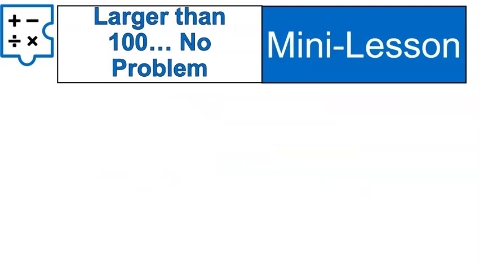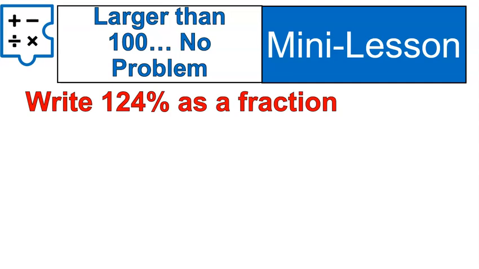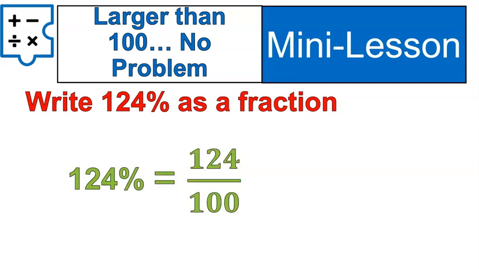Now, there are some tricky ones. What if the number is larger than 100? For example, 124% as a fraction. Well, it's not going to be a problem because you literally do exactly the same thing. Let me show you. If I have 124%, I would write it as a fraction of 124 over 100. I would leave it as an improper fraction. That means a larger number on the top than on the bottom. I just leave it that way and solve it.